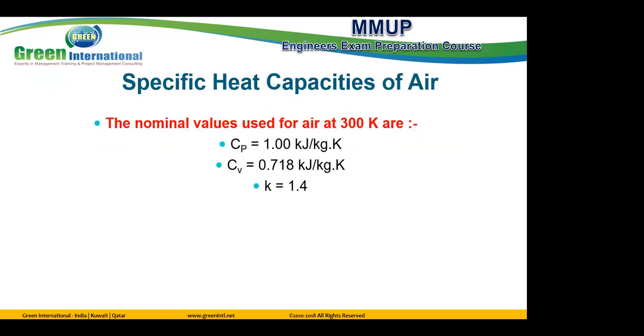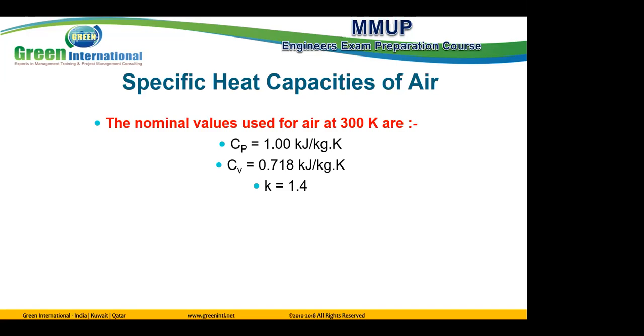This value is important. It's better to save it. Almost always it should be given, but just to remember, Cp is 1 kilojoule per kilogram Kelvin. Cv is 0.718. That is for air at 300 Kelvin. That means normal 300 Kelvin means around 27 degrees Celsius, right, sir?